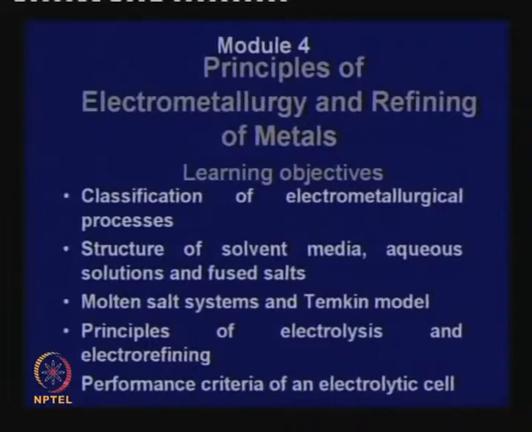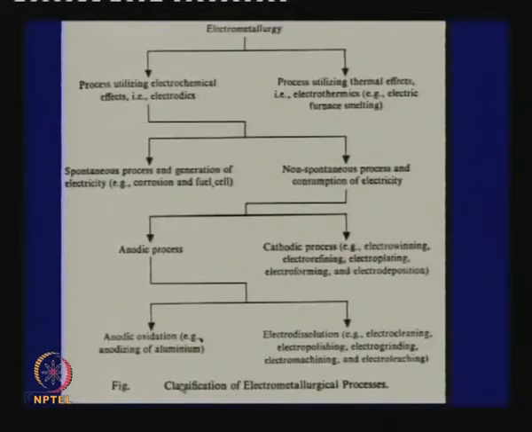We have given a classification of electrometallurgical processes. We have talked about the structure of solvent media, aqueous solution, few salts where electrolysis takes place. Then we have gone into some very interesting discussion of molten salt systems and the Temkin model. We have talked about principles of electrolysis and principles of electrorefining. Then we have talked about performance criteria of electrolytic cells. Here is a classification of electrometallurgical processes.